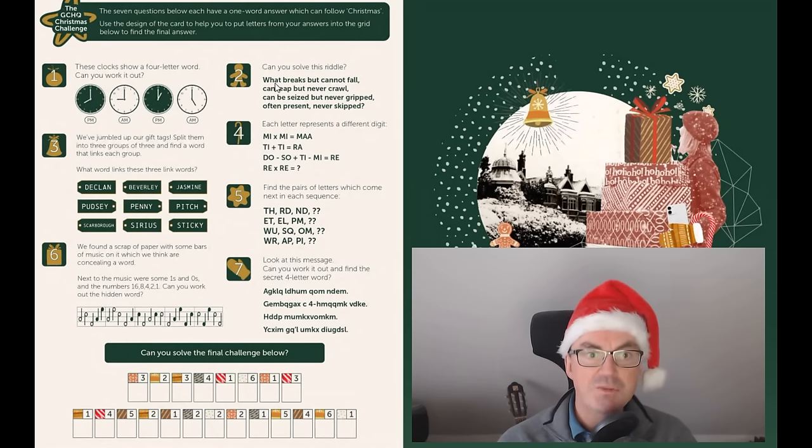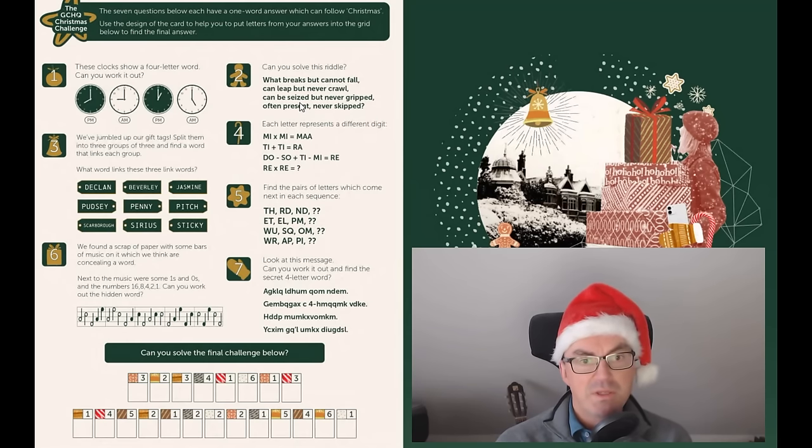Now, 2 is a gingerbread man. Can you solve this riddle? What breaks but cannot fall? My brain went to Humpty Dumpty then, which is totally not total nonsense. What breaks but cannot fall? Can leap but never crawl? Can be seized but never gripped? Sees the day, often present but never skipped?